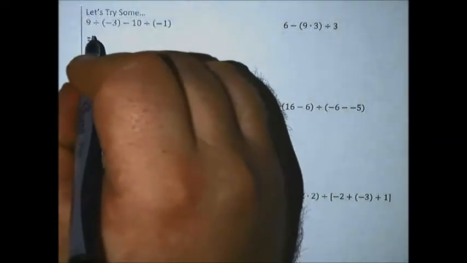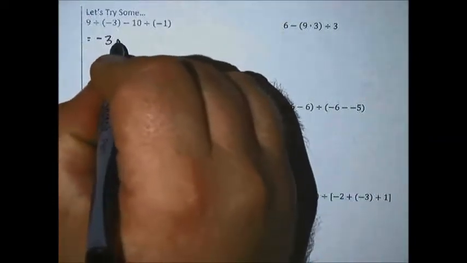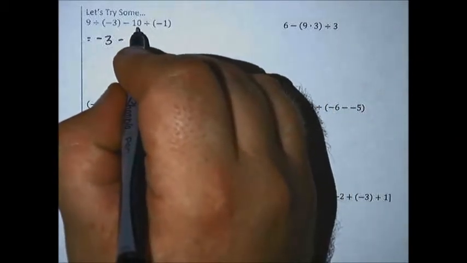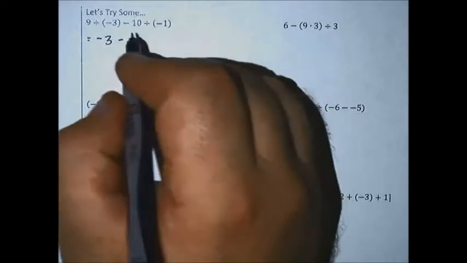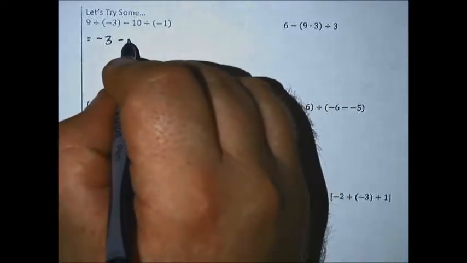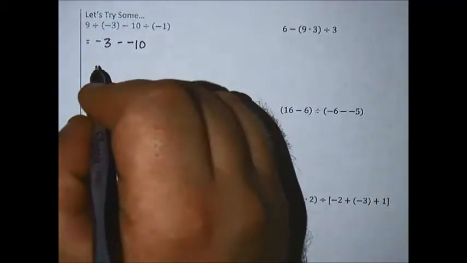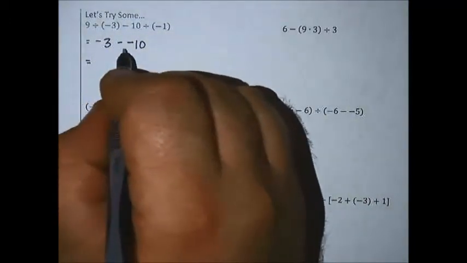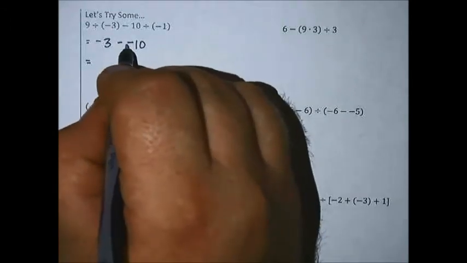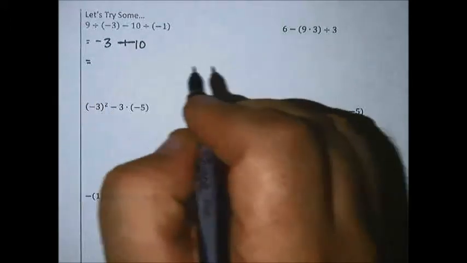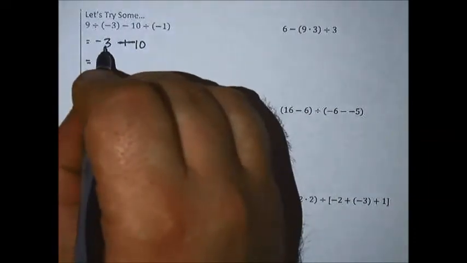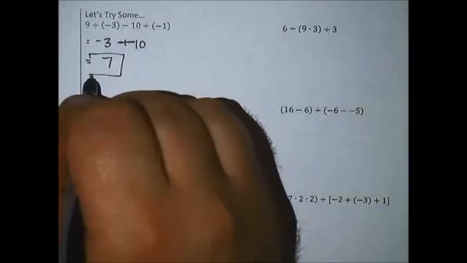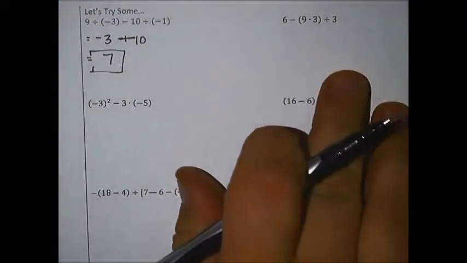So 9 divided by negative 3, that's going to be a negative 3. I have that minus there. 10 divided by negative 1. So 10 divided by negative 1 is going to be a negative 10. Okay? So now we're going to move on to addition and subtraction. Well, I just have subtraction, kind of. Turn that into a positive, double negative. Negative 3 plus 10 is 7. And we're done. Awesome. Now I'm going to leave that one for you.